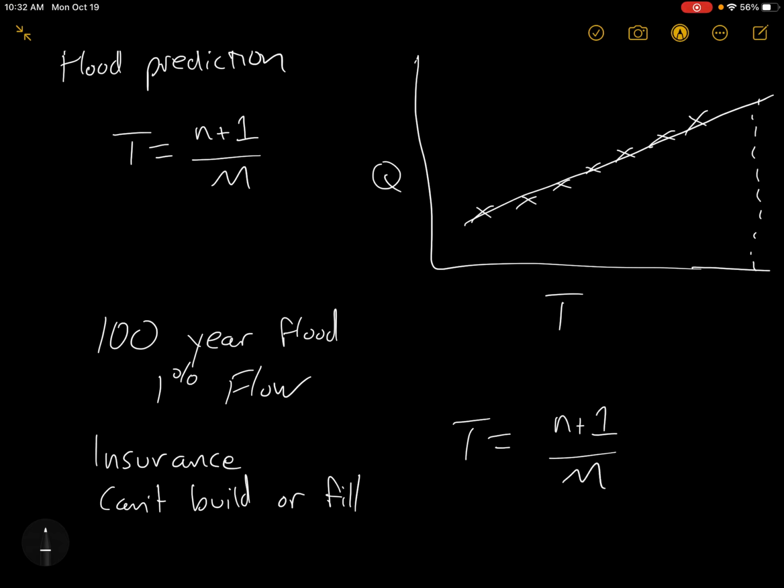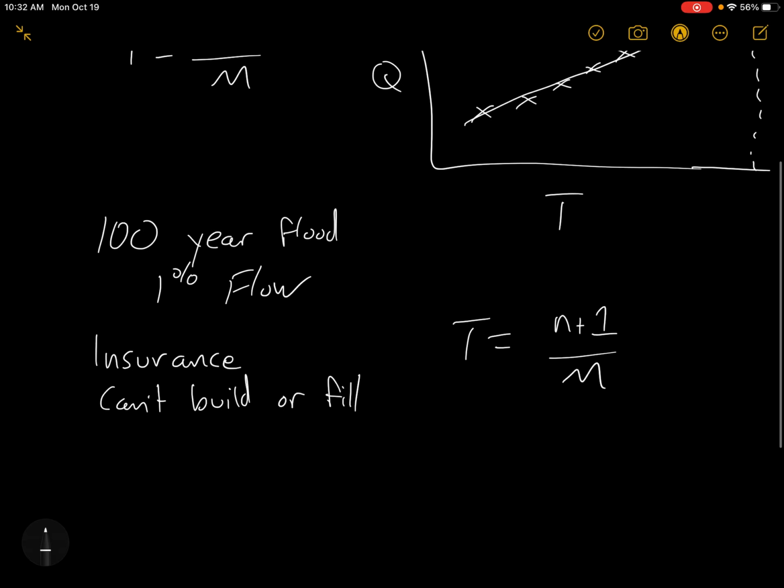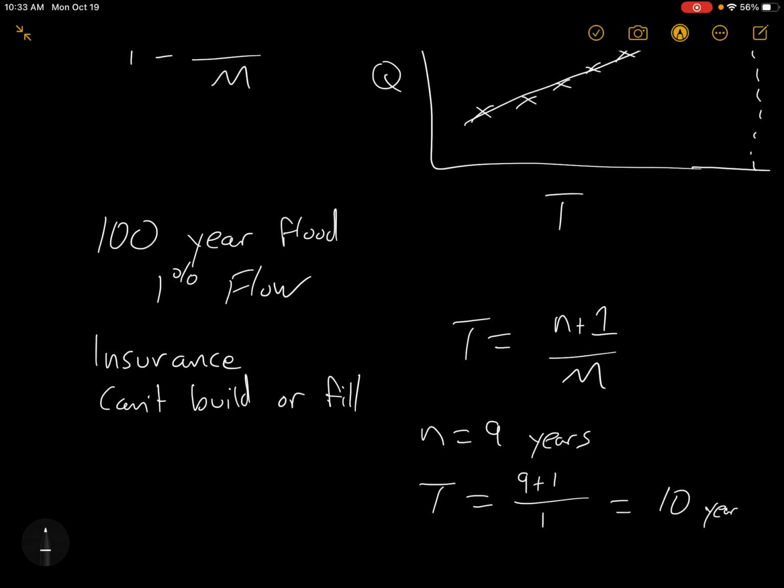If you use this method, think about how long of a data set you need to do this. Well, let's just say n is equal to 9. Let's say you have 9 years of data. Well, then the largest flood that you can calculate is 9 plus 1 over m. It's the largest flood, so m is equal to 1. And so that works out to 10. So the recurrence interval would be a 10-year recurrence interval for that example. So it's always going to be one more. The recurrence interval is always going to be one more than you have years of data.